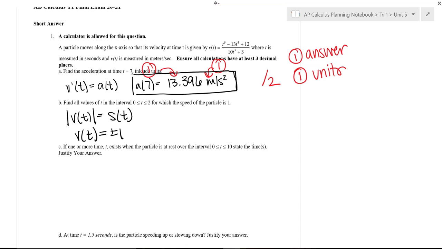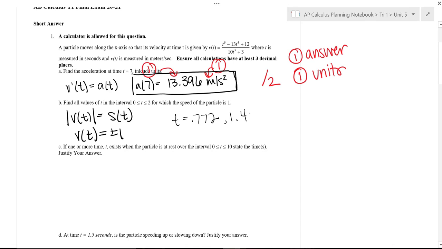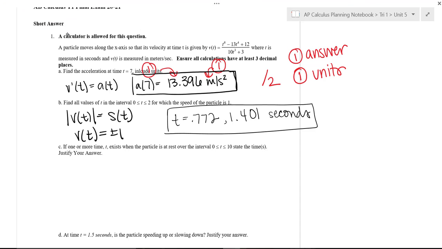So I'm going to come over here and say t equals 0.772 and 1.401, let me get that correct, with rounding. This was also 2 points. It was 1 for each answer.